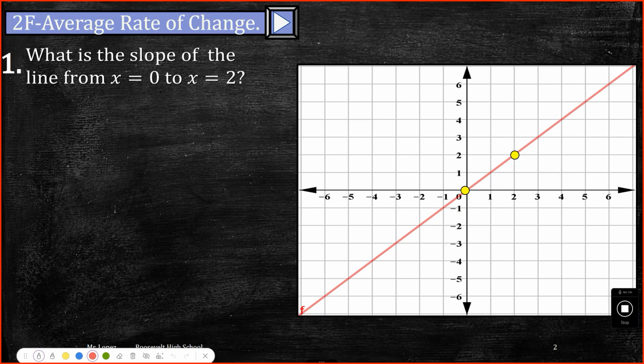What is the slope of the line from x equal to 0 to x equal to 2? Just anybody. What is the slope of the line from x equal to 0 to x equal to 2? What is slope? Do you guys remember that? What is slope from algebra 1?